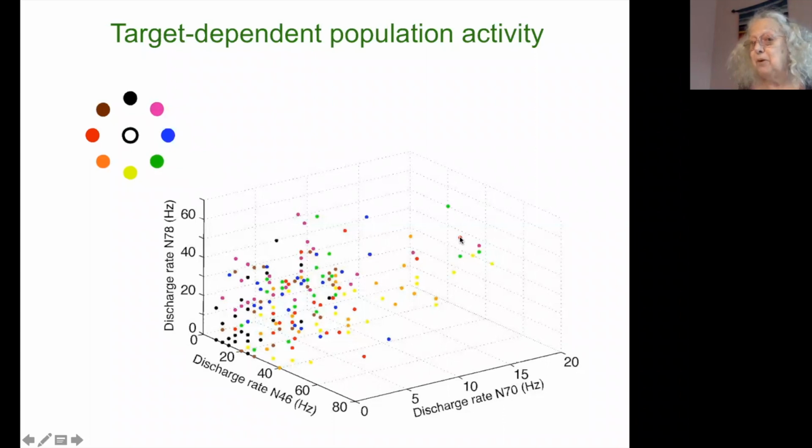There is only 1 point per reach because I'm not following the trajectory. I'm just telling you the total activity over these 300 milliseconds for the reach. So every point has these 3 coordinates. Every reach is represented as a point in this 3-dimensional neural space. And after I'm done putting all the points in this 3-dimensional space, I color them according to target. As you can see, you cannot learn anything from this plot.